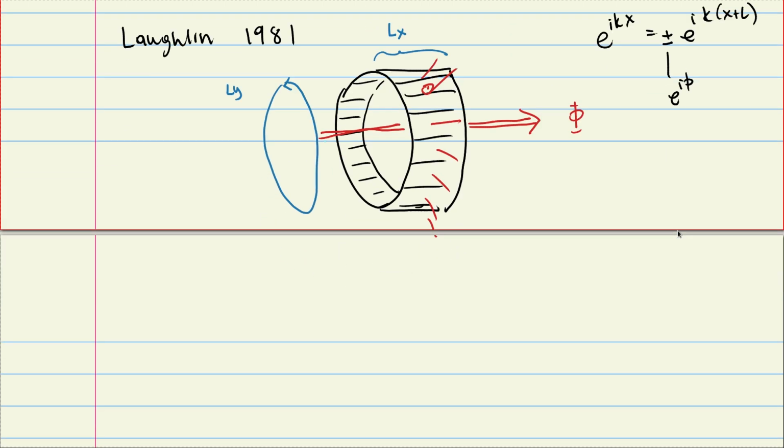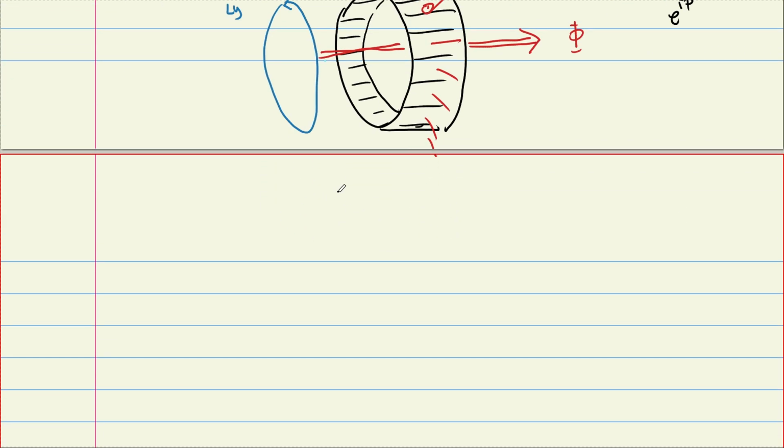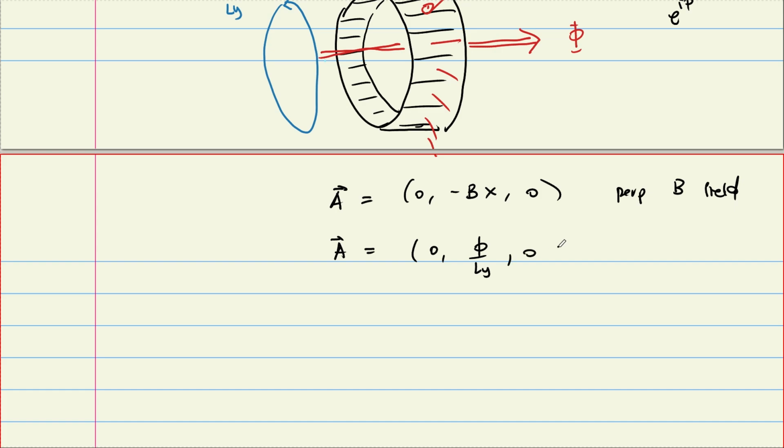So let me write that. This A is equal to 0, minus Bx, 0. This is the perpendicular B field. On top of this, we also have an additional A, which is going to be 0, phi over Ly, 0. This is the flux in the cylinder.